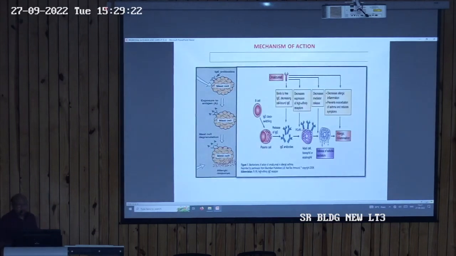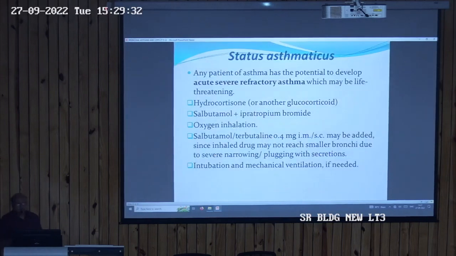So this is how it works, but due to its expense we do not use it, and it is the last resort drug. So a short note you always get in this topic of status asthmaticus.